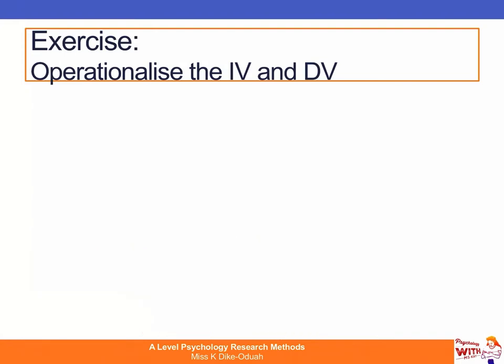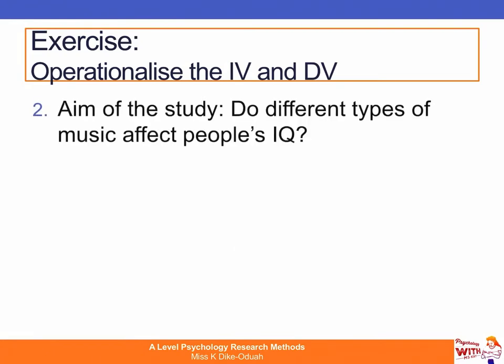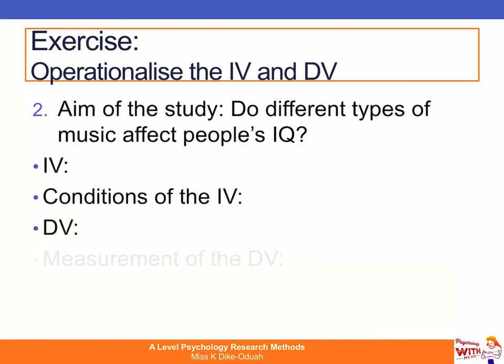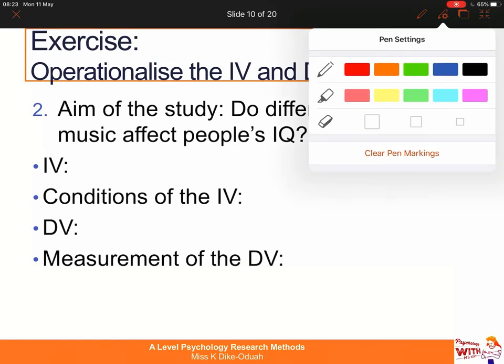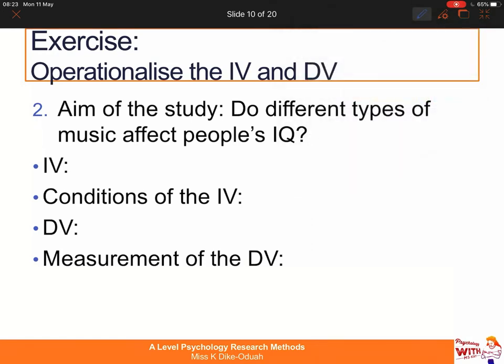Moving on to the next and final example on this PowerPoint before you go off into the workbook and complete some activities there. We've got here the aim of the study: do different types of music affect people's IQ? So similar to before, what I might do is I might make my pen a different colour. Cool. So your independent variable, which one would it be? Certainly different types of music. And our dependent variable is certainly people's IQ.